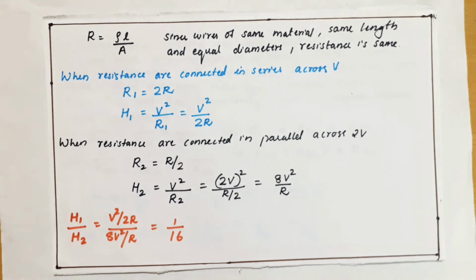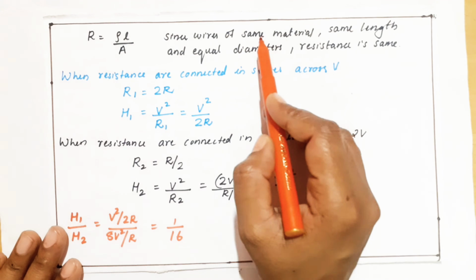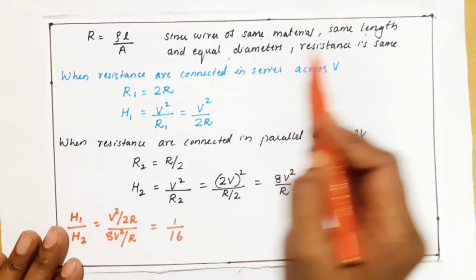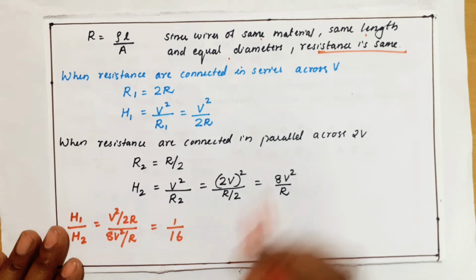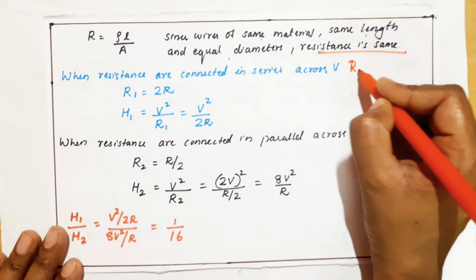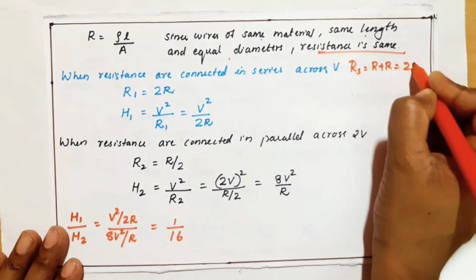Check it here. I am writing the resistance equation R equals rho L by A. Same material, same length, equal diameter, so the resistance will be the same. Both wires have the same resistance. When two wires have the same resistance and they are connected in series, it is R plus R.